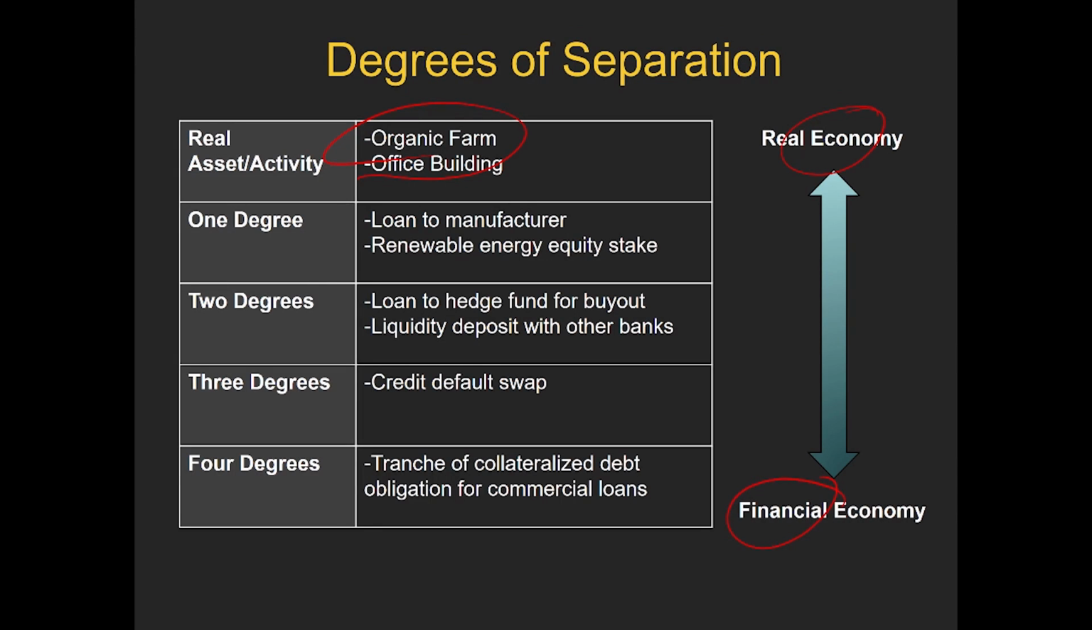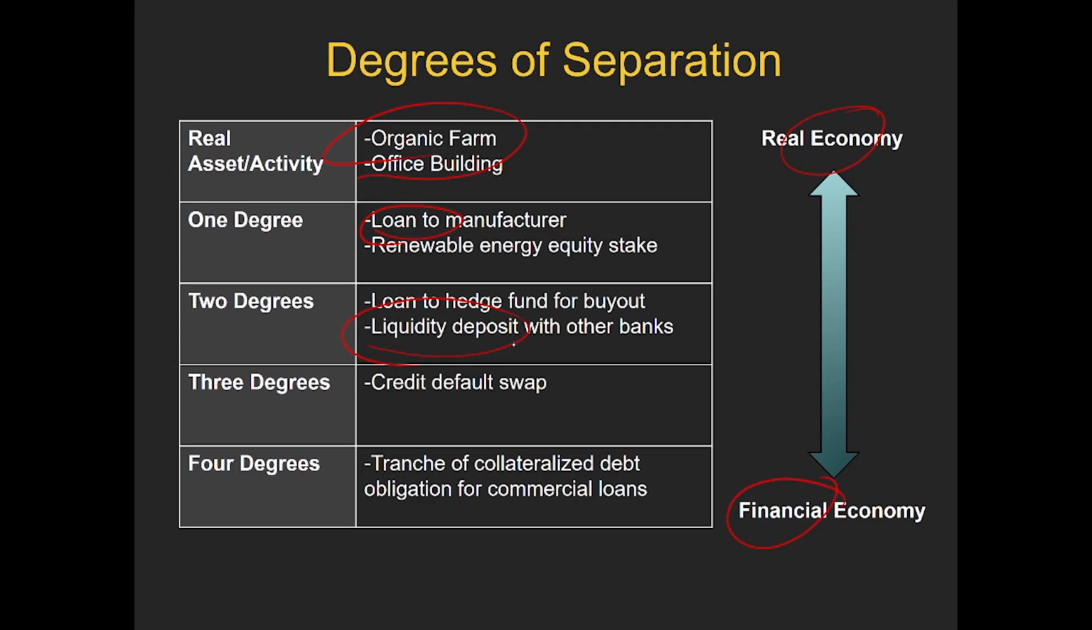An example for a first degree of separation are loans. An example for a second degree of separation are liquidity deposits, which just banks need to do in order to stay liquid. So there is definitely investment that just banking engage in that has a 2-degree separation from the real economy. An example for the third degree are credit default swaps, and when we come into the area of the fourth degree, then we enter this area of repackaging of investments where money actually makes money.